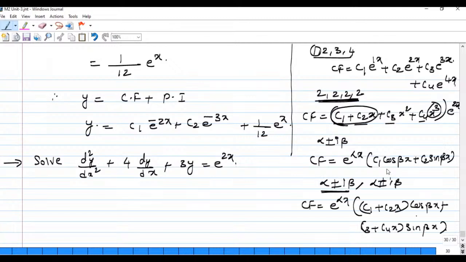If this complex root is repeated 3 times, here we will write C1 plus C2x plus C3x square, and in place of this, C4 plus C5x plus C6x square. Is it clear?